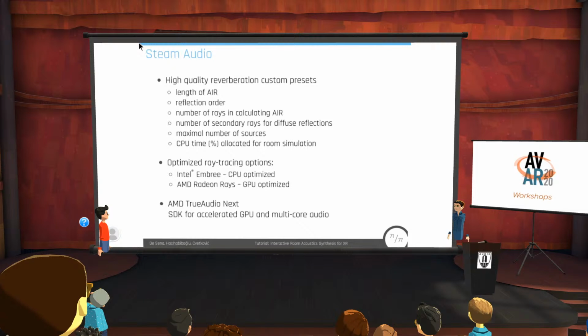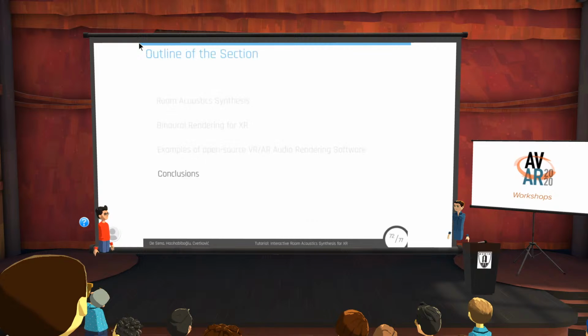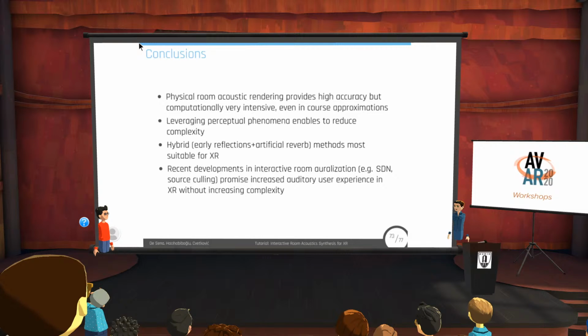The bottom line is that high quality environment acoustics via ray tracing and convolution comes at a price of high computational cost, as well as considerable skill not only in multi-core CPU and GPU programming, but also in balancing the trade-off between quality and complexity. And we are going towards the conclusions now.